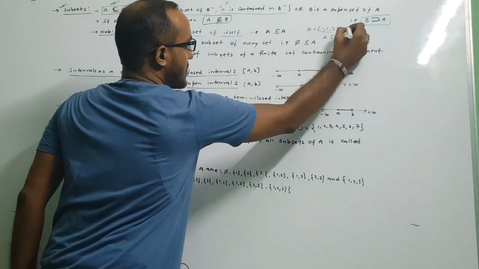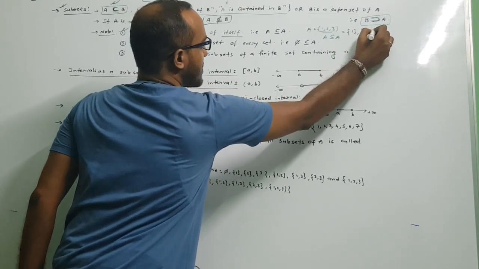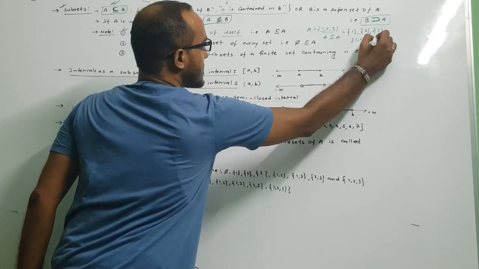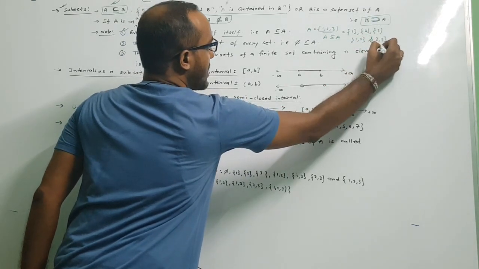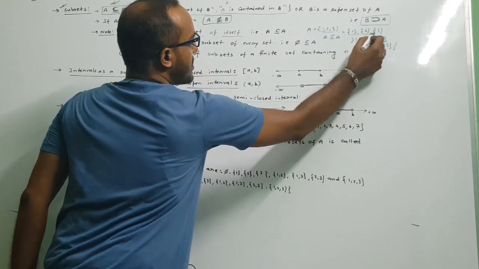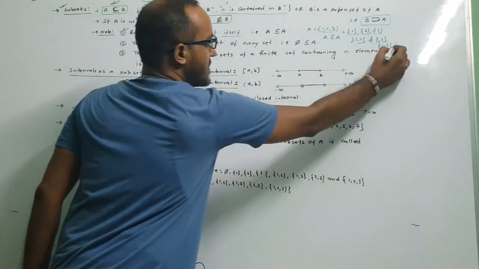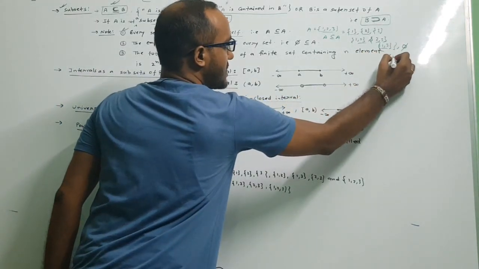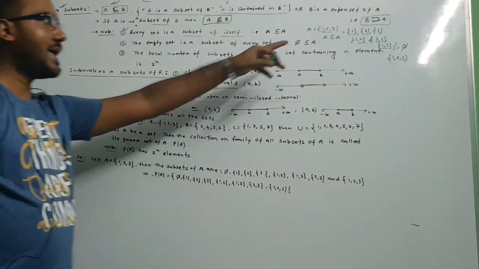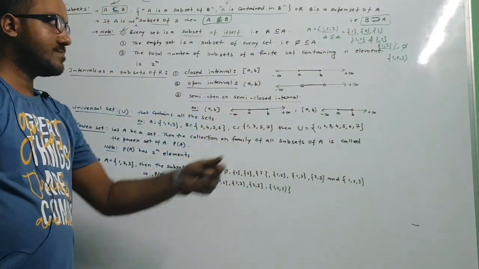What are the rest of the subsets? We can say {1} is a subset, {2} is a subset, {3} is a subset, {1, 2} is a subset, {2, 3} is a subset, and {1, 3} is a subset. So we have a total of 1, 2, 3, 4, 5, 6 subsets, and another is the empty set, and another is {1, 2, 3}. Count, you will get 8 subsets.